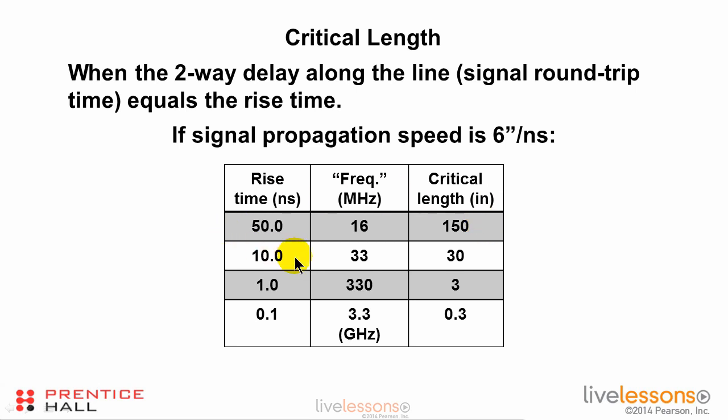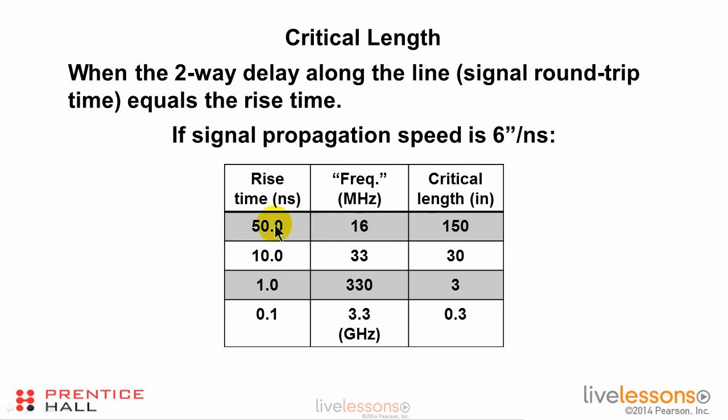If the rise time was 10 nanoseconds, that equated to a maximum frequency harmonic of about 33 megahertz, and the critical length was about 30 inches. When the rise times got as fast as 1 nanosecond, that equated to maximum frequency harmonics of about 330 megahertz, and the critical lengths got as short as about 3 inches. When the rise time gets as fast as 1/10 of a nanosecond, equating to a maximum frequency harmonic in the 3 gigahertz range, the critical length gets down to about 1/4 of an inch.